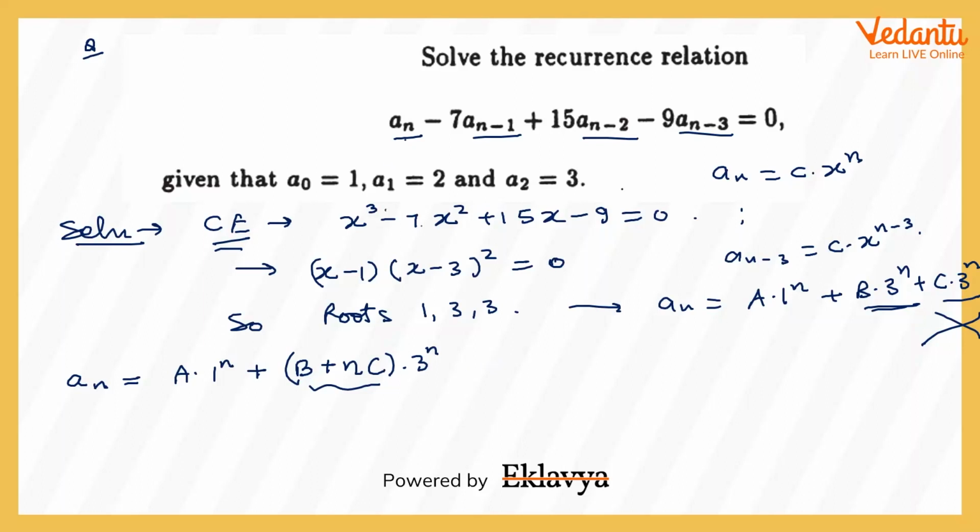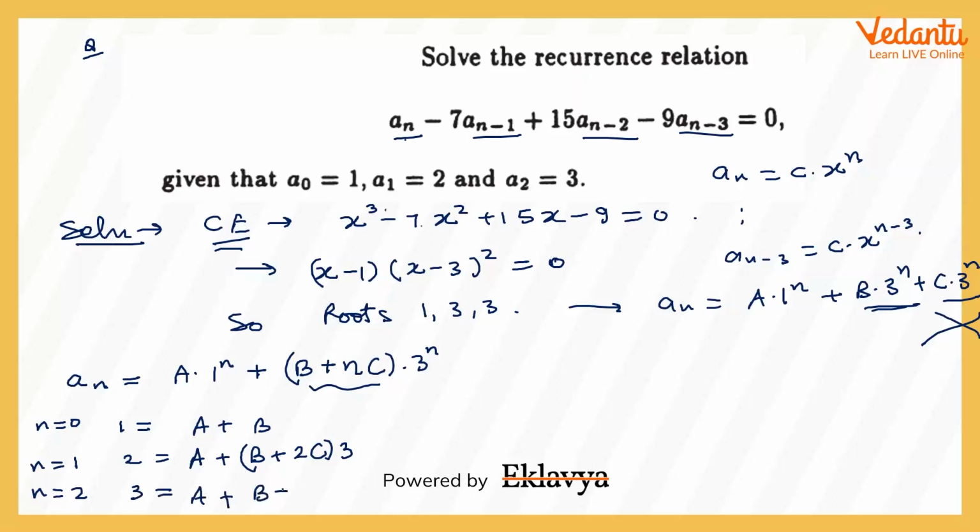Now because we are given 3 values, if I put n is equal to 0, our equation will be 1 is equal to a plus b only. Okay, and if I put n is equal to 1 here, then a1 is 2, so that will be 2 is equal to a plus b plus 2c into 3. And if I put n is equal to 2, then it is 3 here, and this will become a plus b plus 2c into 9. I think I have made one mistake here. Here it will be 1 only, b plus c, yes. Now we have to solve them.